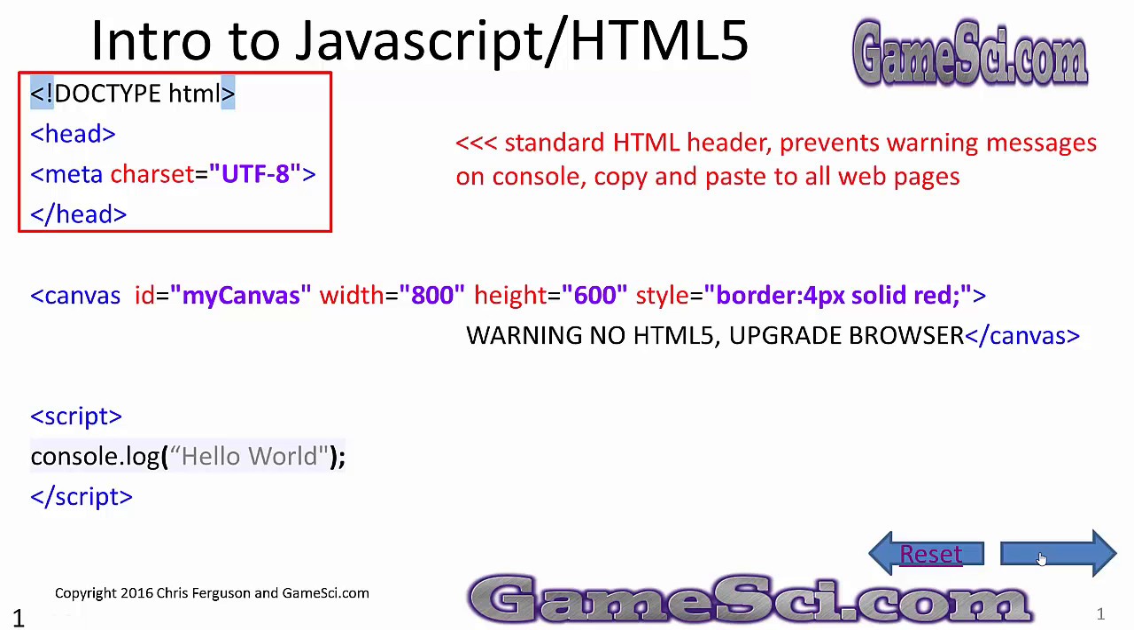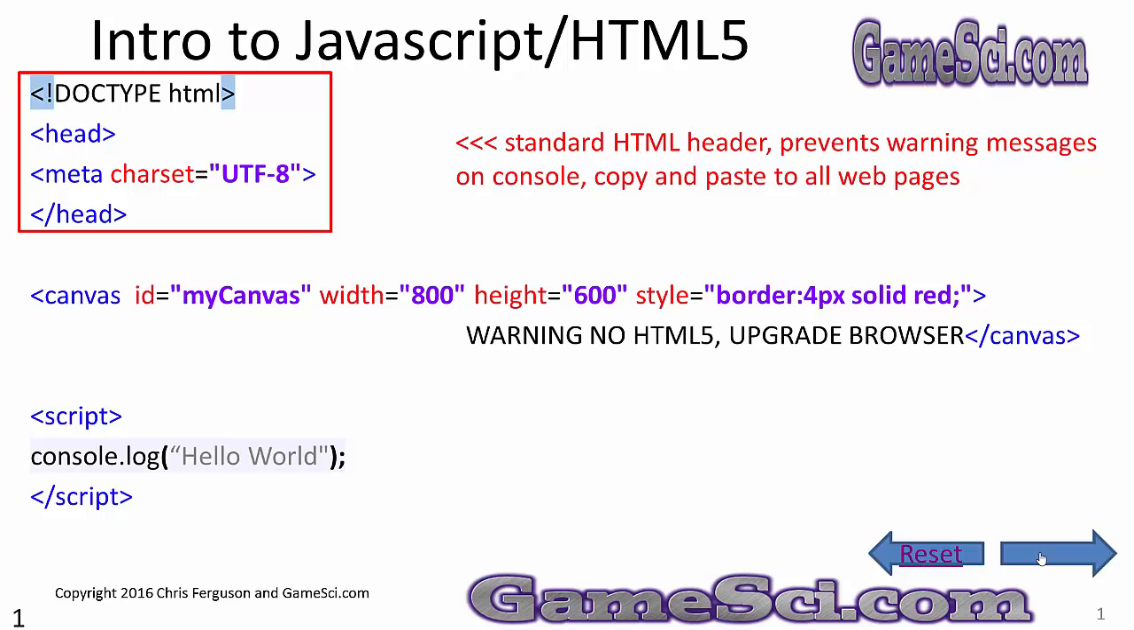First up is a standard HTML header. This prevents warning messages on the console. You pretty much just copy and paste this standard header to the top of all files. This is my version. You may have a slightly different version. As long as it doesn't produce error messages on the console, you can use whatever header you want. We might add more to this later, but for now this is a standard copy and paste. Boom. Put this at the top of all your HTML files and you'll be a happy camper.